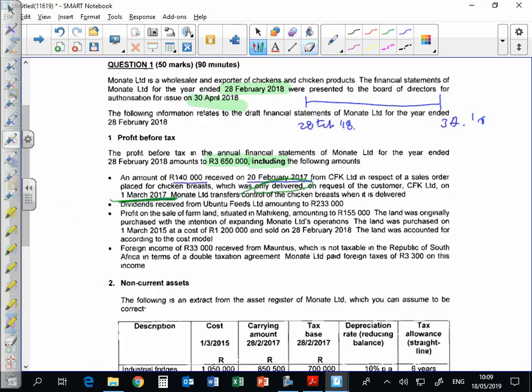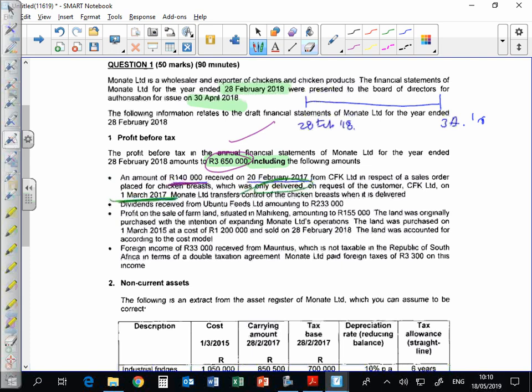Talk to me. Are we happy that they included 140,000 in our profit before tax for the year? Yes, we're all happy with that. For accounting purposes, no one is complaining. However, what do we do with this 140,000?